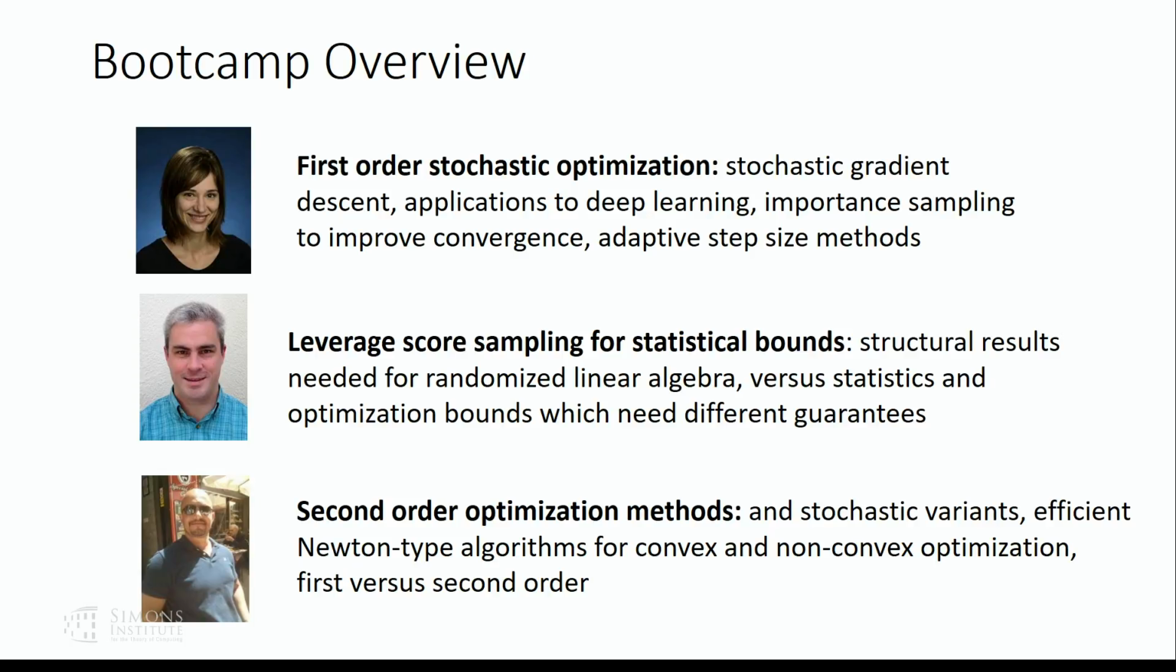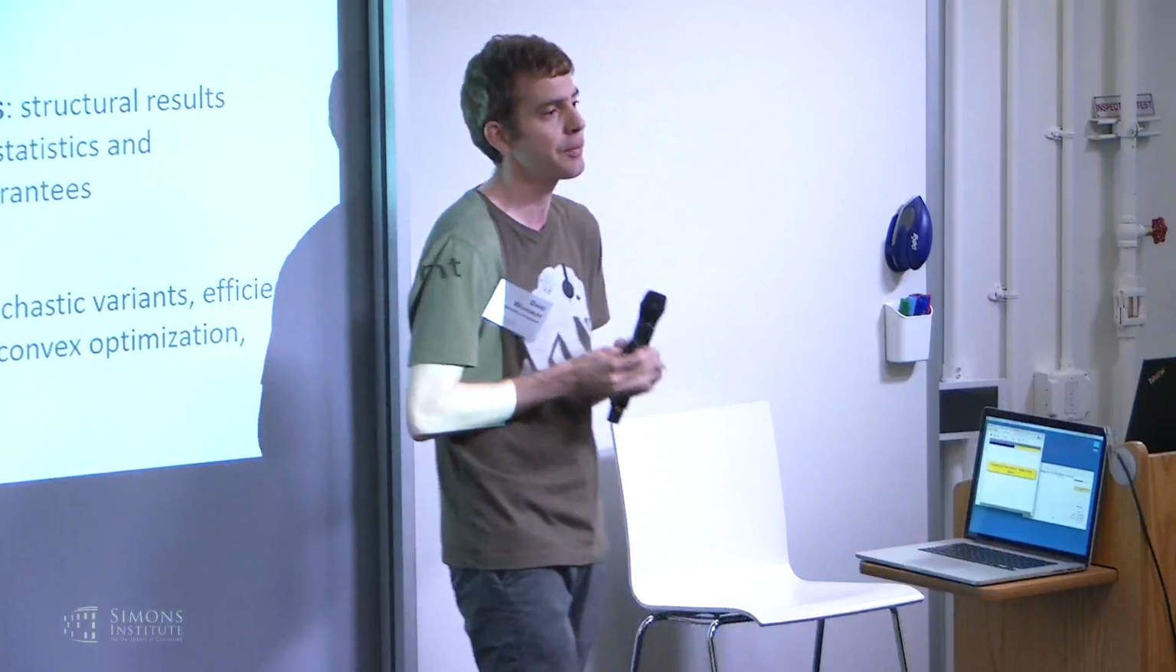Then we'll have Michael Mahoney, who's here from UC Berkeley, talk about leverage score sampling again. He'll try to connect two different talks: Ken's talk on leverage score sampling for dimensionality reduction and fast algorithms in linear algebra. Those guarantees of leverage score sampling are quite a bit different than those used for, say, importance sampling in stochastic optimization, so it'll also tie in well with Rachel's talks. He'll give trade-offs between those. And then we'll have Fred Roosta from University of Queensland talk about second-order optimization methods and stochastic variance. Efficient Newton-type algorithms for convex and non-convex optimization, and a comparison between first and second-order methods.